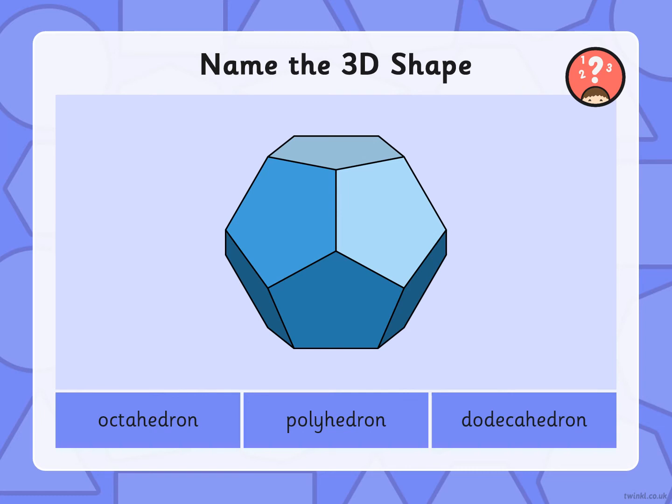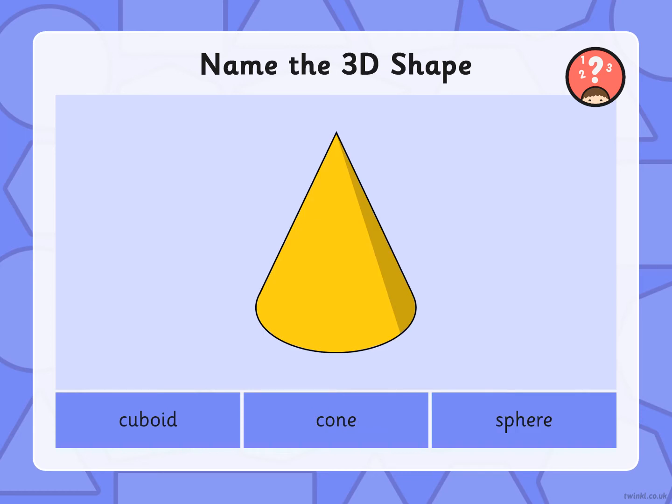Next one. If you were to count all the sides of this shape, you would have all of the faces, sorry, you would have 10. So you've got dodecahedron. Break it up, bit of a mouthful. Dodecahedron. This one, I think you should know, a little bit of revision from previous years. Here we've got a cone.